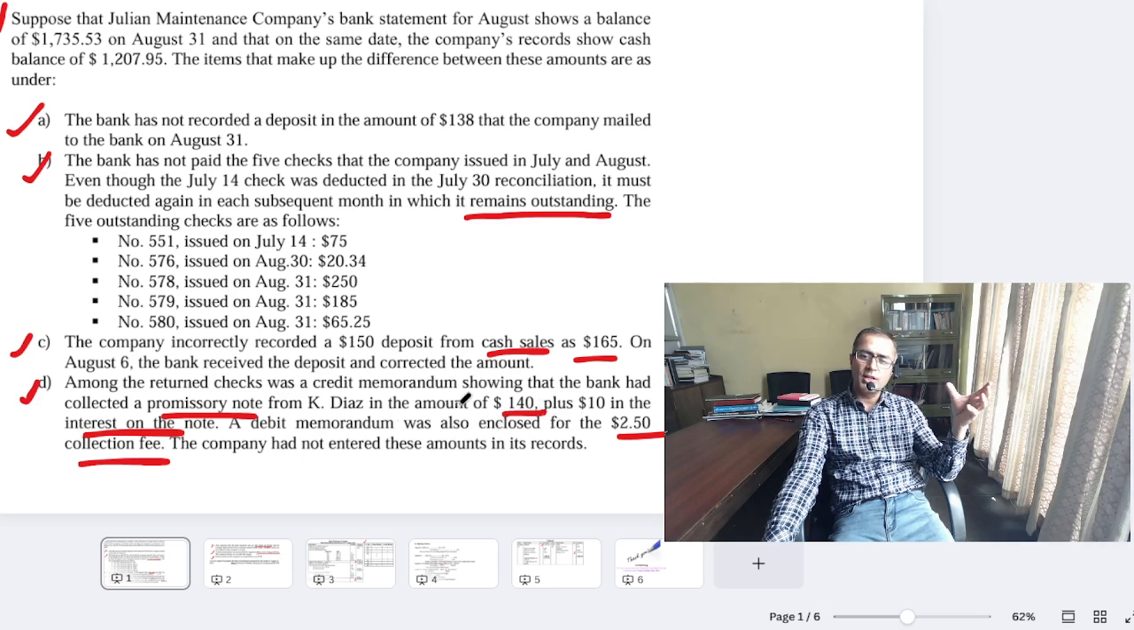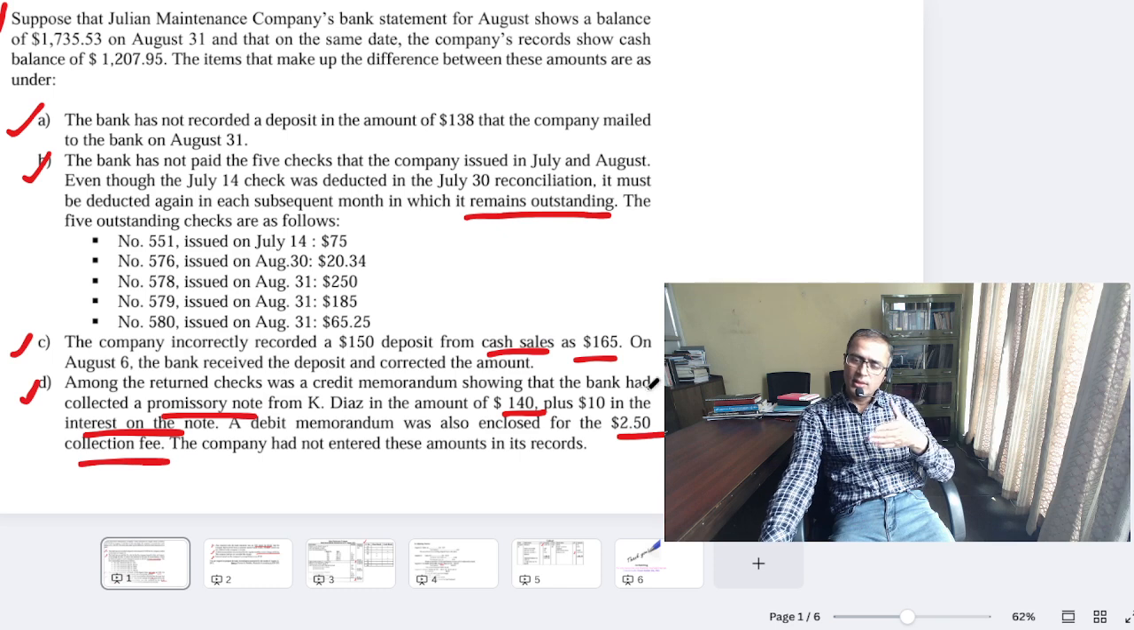Yeah, that's a promissory note plus interest, that is the 150. However, there is a collection fee there, that is the example of debit memoranda, right? Then 2.5, you can say that is passbook minus, cash book plus. So the passbook we have updated, but in the cash book we don't have the update. So in the balance as per cash book we deduct the collection fee, friends.